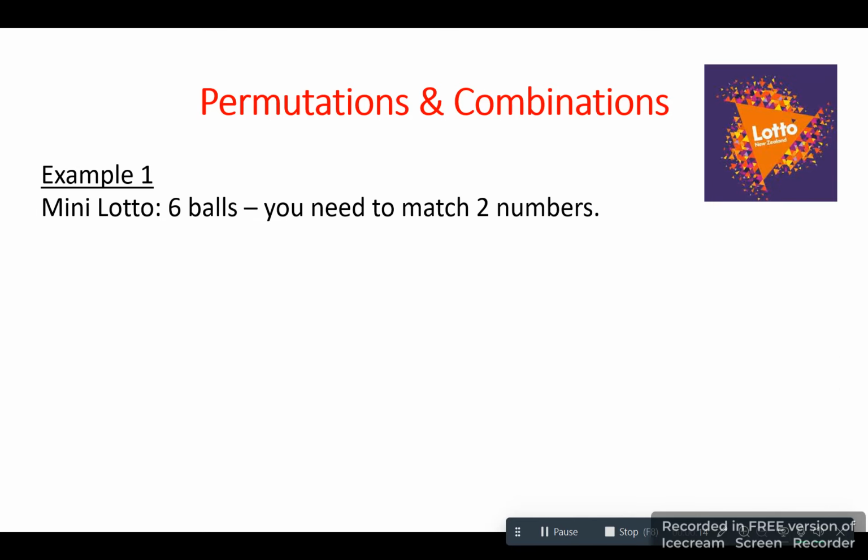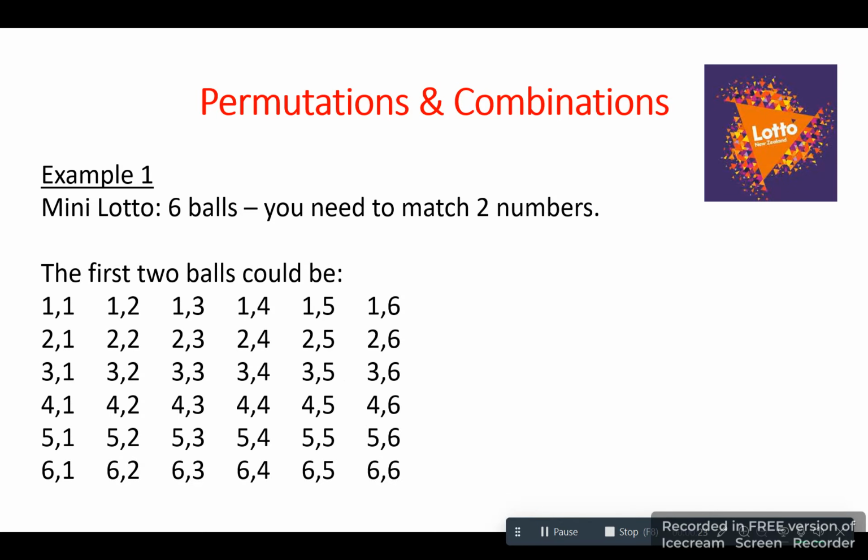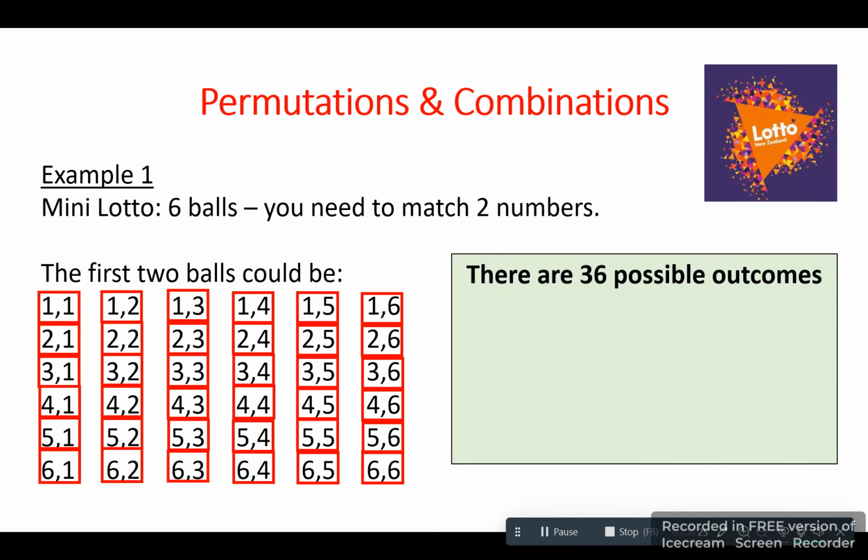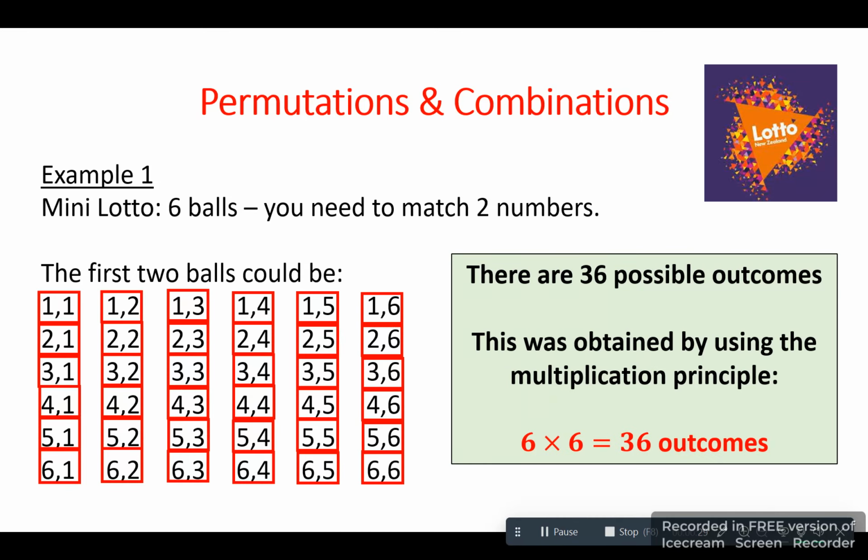In this game, we have 6 balls go into a barrel and 2 numbers are coming out, and you need to match up the 2 numbers on your ticket. The first 2 balls could be any of these outcomes. There are 36 possible outcomes, and we got that by going 6 times 6.